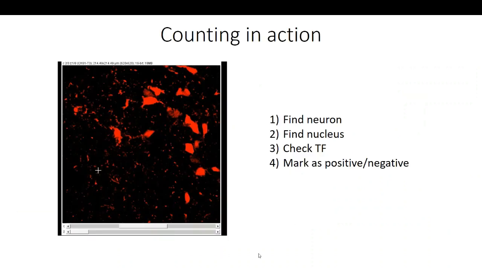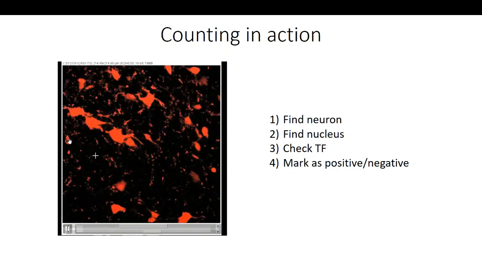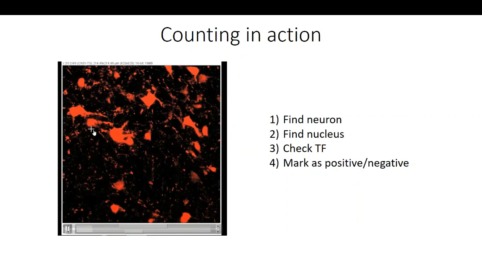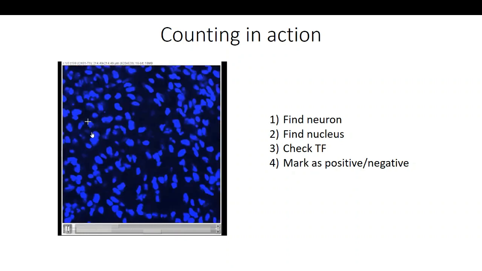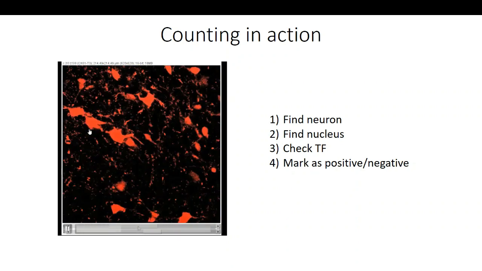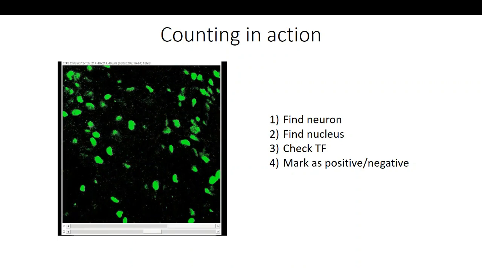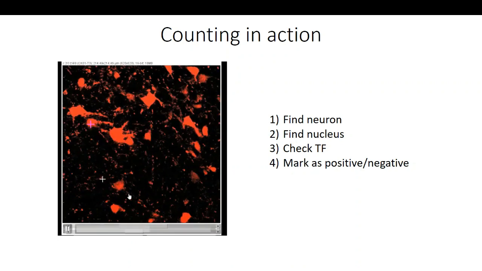So here you see an example of how I actually analyze the data using these two principles. First I find the neuron, this one, that I'm interested in, and I scroll to the correct position, and then I see it has a nucleus. Then I check if it has a transcription factor. Yes, it does, so I mark it. Then I go to the next neuron.